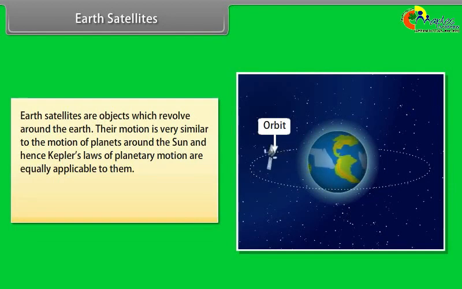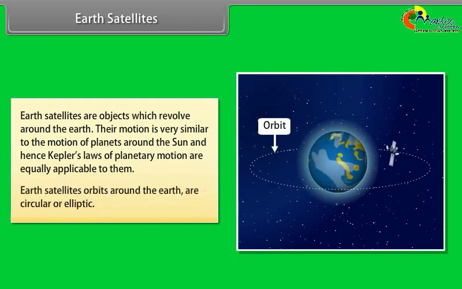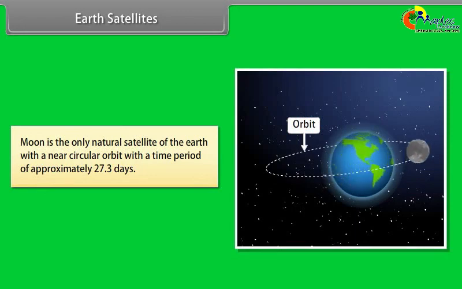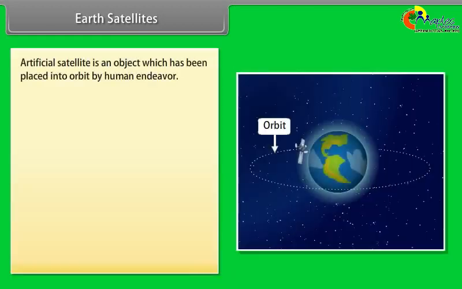Earth satellites. Earth satellites are objects which revolve around the Earth. Their motion is very similar to the motion of planets around the Sun, and hence Kepler's laws of planetary motion are equally applicable to them. Earth satellites' orbits around the Earth are circular or elliptic. Moon is the only natural satellite of the Earth with a near circular orbit with a time period of approximately 27.3 days. An artificial satellite is an object which has been placed into the orbit by human endeavor.